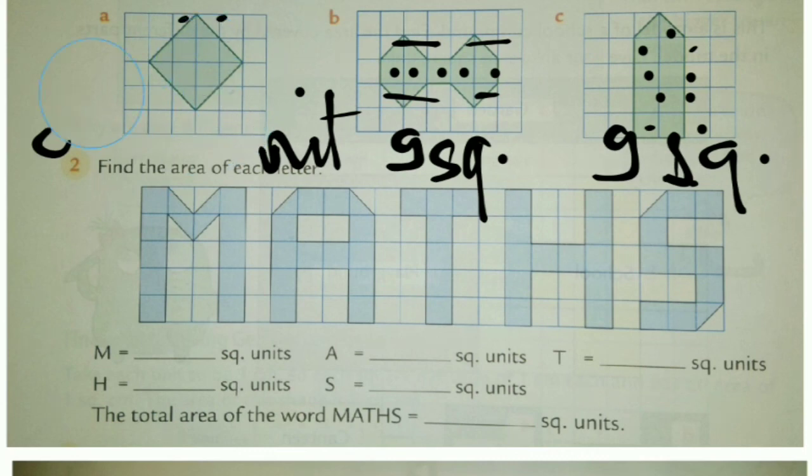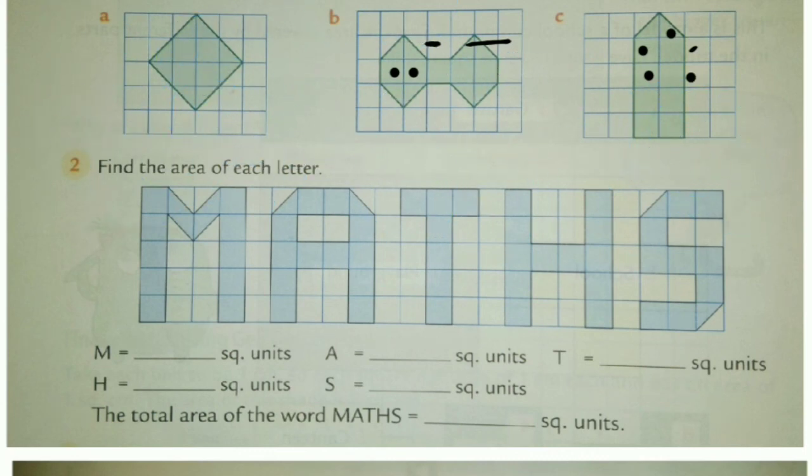One more question is given here, that is MATHS. So we can find first M, then A, then T, then S. So 1, 2, 3, 4, 5, 6, 7, 8, 9, 10. Okay, then 11, 12. Now A, 1, 2, 3, 4, 5, 6, 7, 8, 9, 10, 11, 12, 13. Okay, like this you can find all the letters of MATHS, then you can do the total.